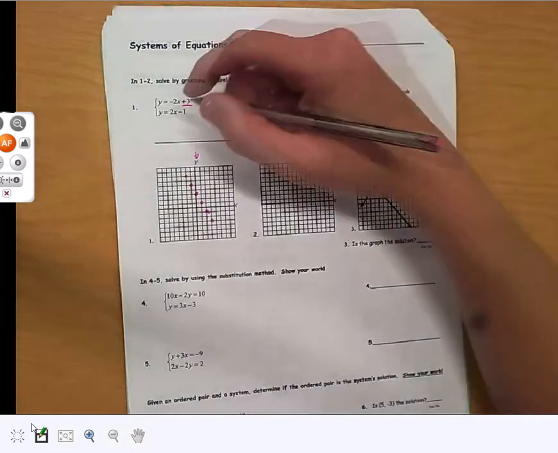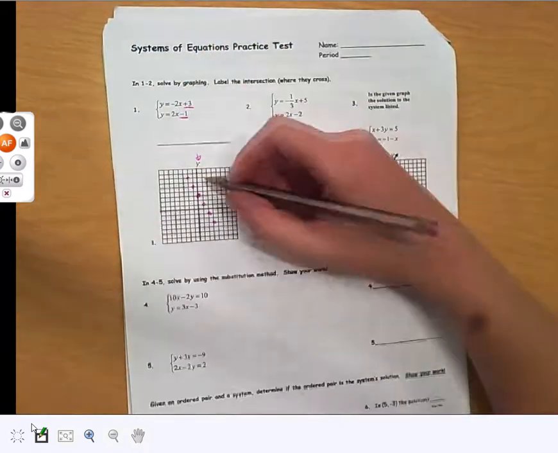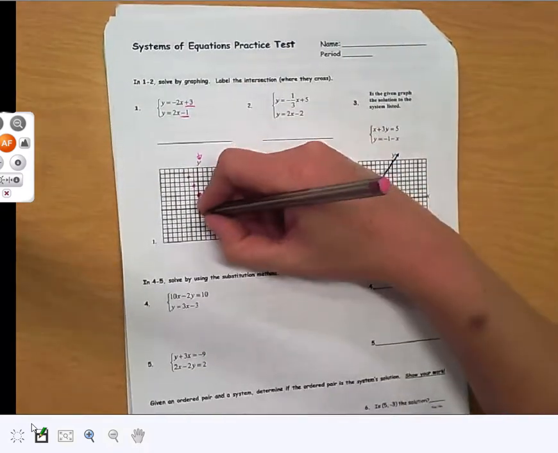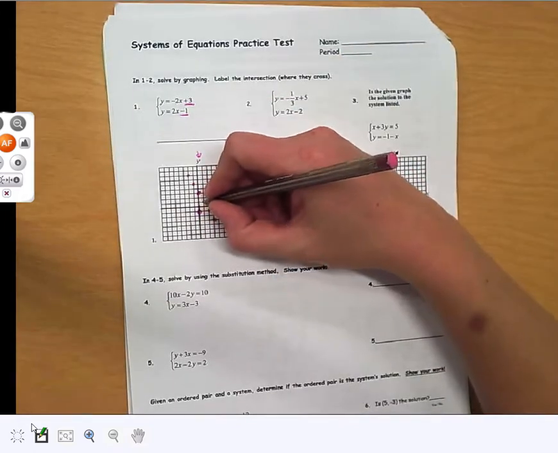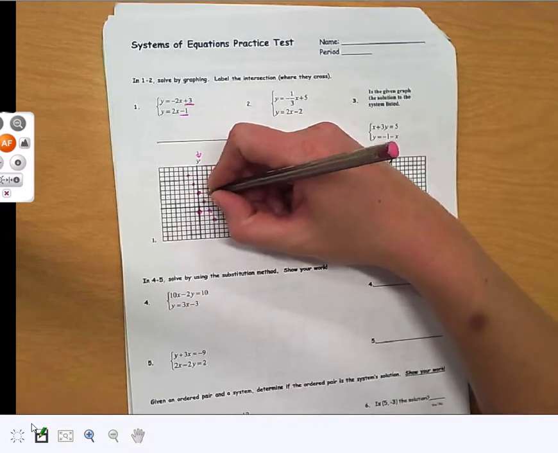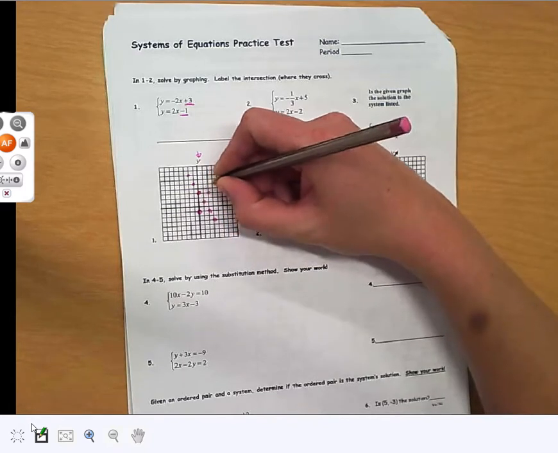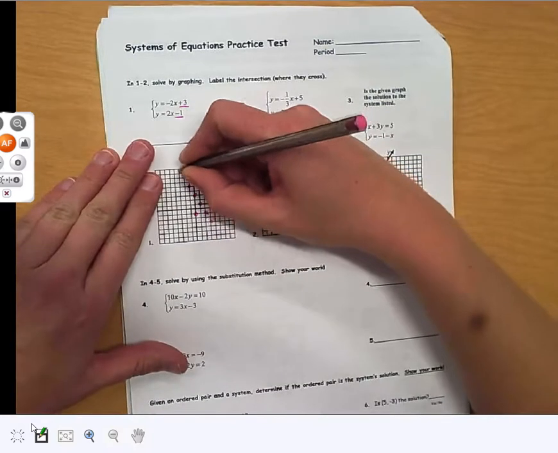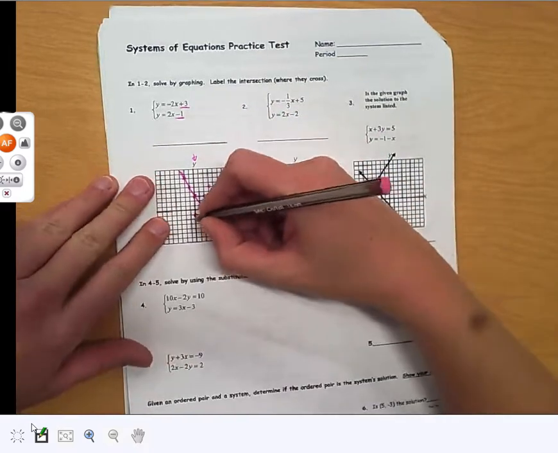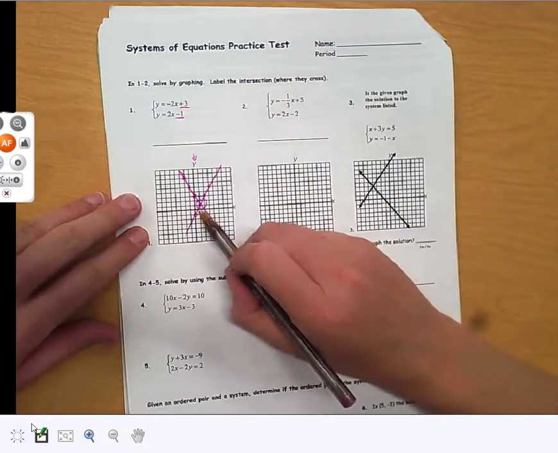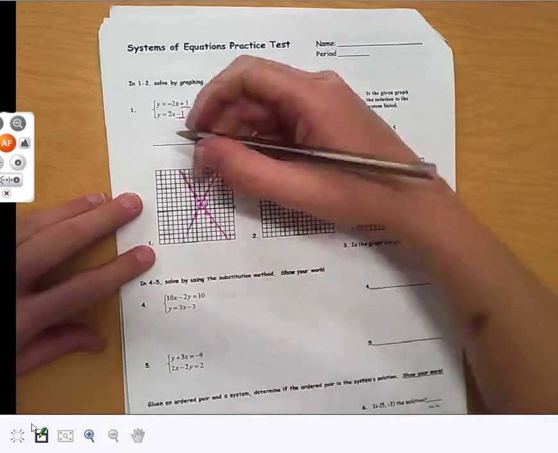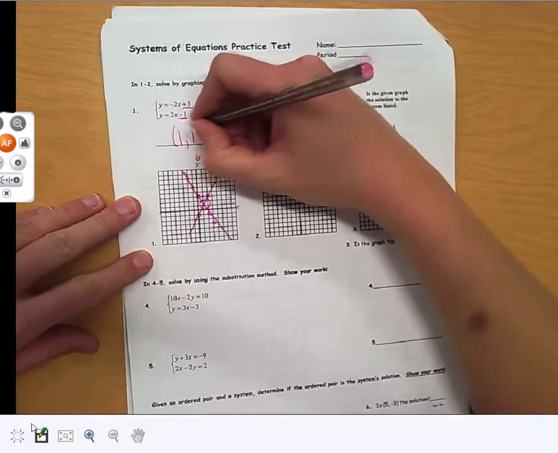So on the second one, my starting point is negative 1. So this is my starting line, down 1, up 2, over 1, up 2, over 1, up 2, over 1. Now I can just quickly connect them. And they're crossing right there. So that point, over 1, up 1. That's my answer.